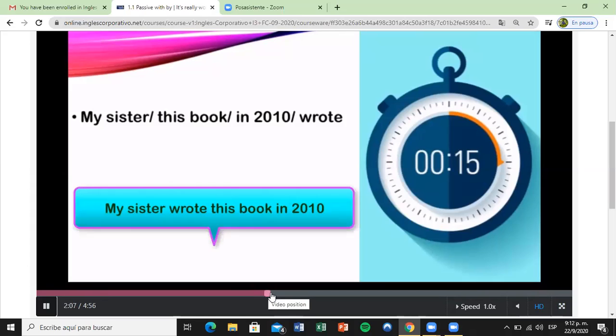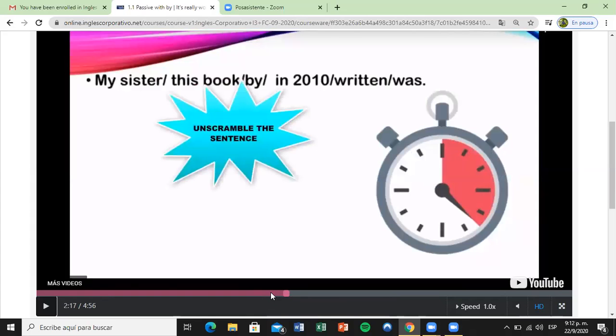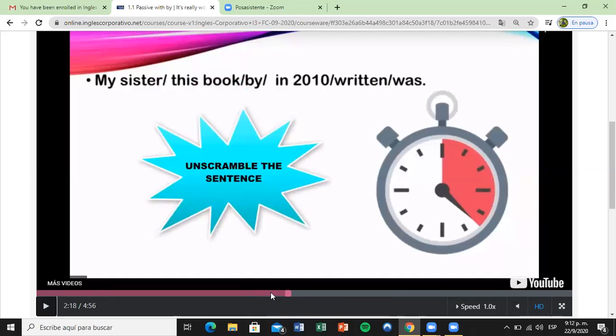Now, is this sentence active or passive? Look at that sentence. Is that active or passive? Active. Okay. That sentence was active. Why active? Because it's necessary that a person does the action. It's necessary that your sister does the action.